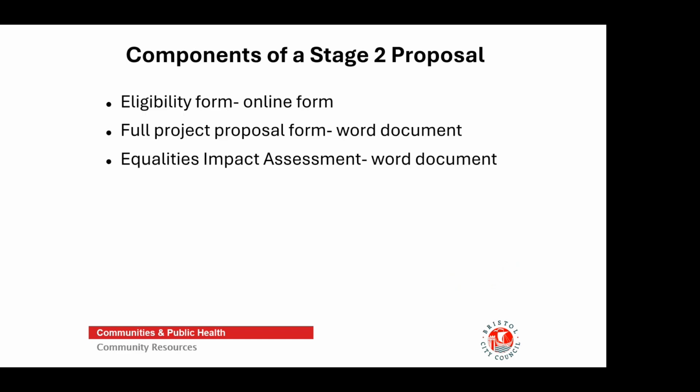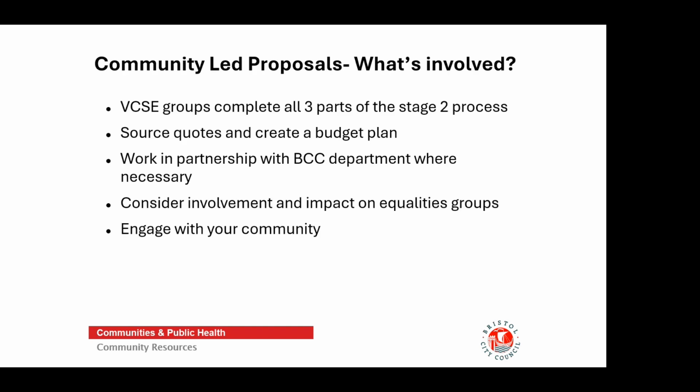So the Stage 2 process has 3 elements, all of which you should have been sent in an email notifying you that you had been progressed. And these are the eligibility form, which is an online Microsoft form, the full project proposal form, which is a Word document, and then the Equalities Impact Assessment, which is also a bit of a big Word document.